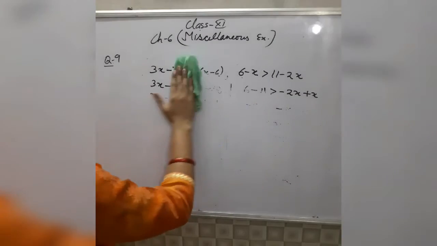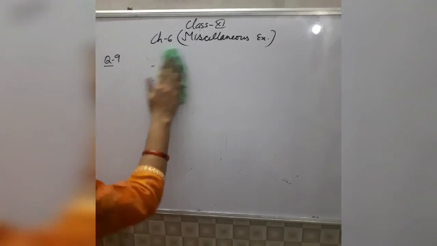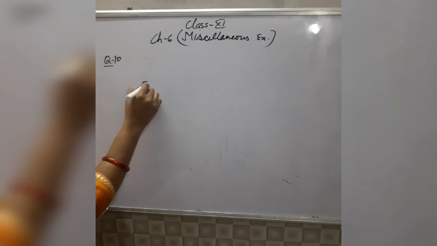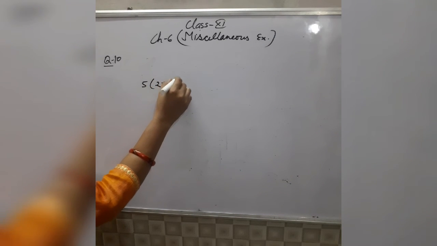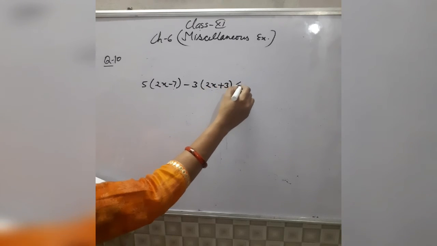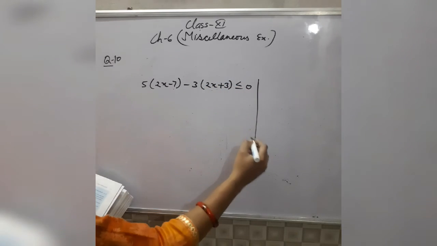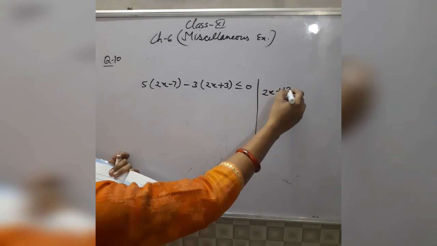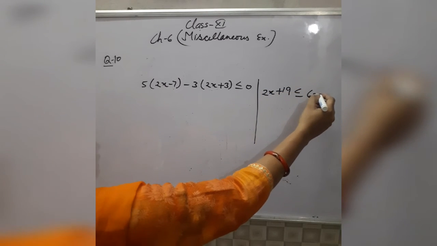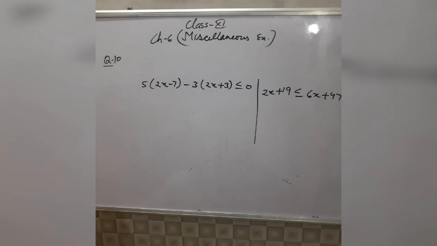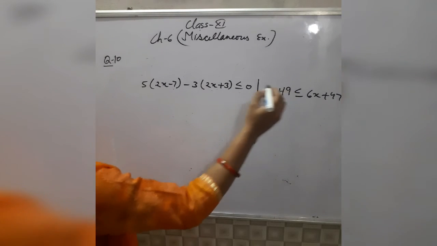Now question number 10. In question number 10, the linear inequality is 5 into 2x minus 7 minus 3 into 2x plus 3 less than or equal to 0, and the second inequality is 2x plus 19 less than or equal to 6x plus 47. Firstly, separately we will simplify these two inequalities.